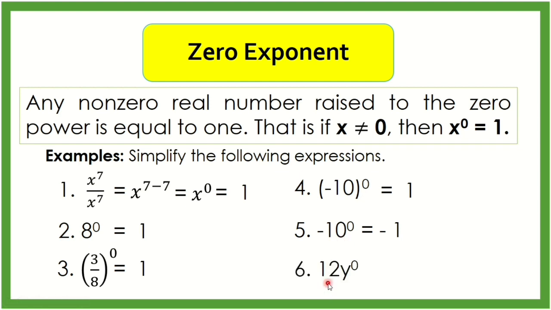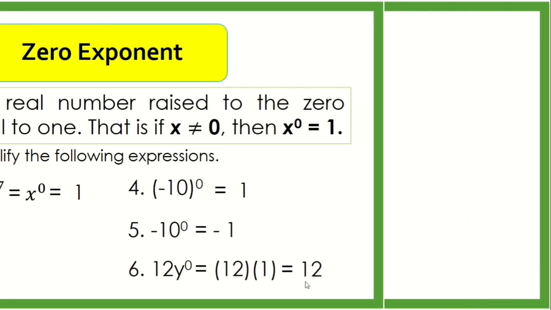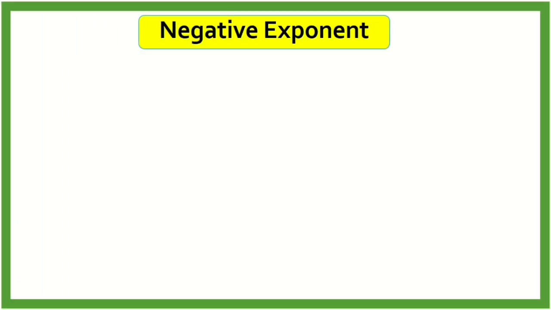Number 6, we have 12y raised to 0. Okay, so ang may exponent ng 0 is y only. Hindi kasama yung 12. So we have 12 times y raised to 0 is equal to 1. We multiply 12 and 1, the product is 12. So let's proceed to negative exponent.